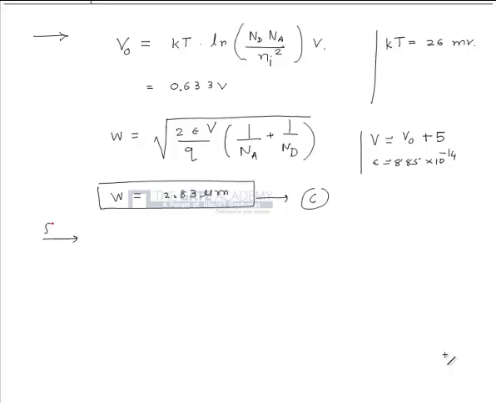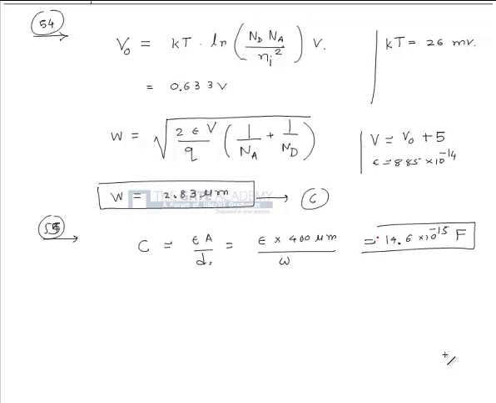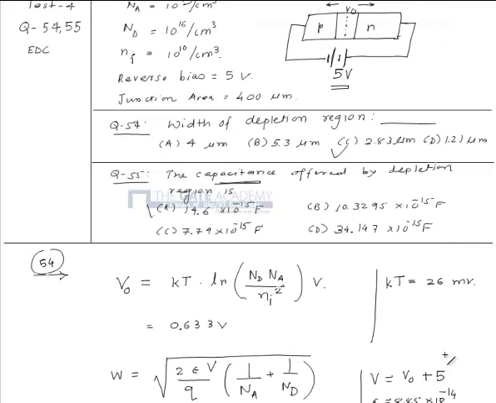Now for question number 55, capacitance. Capacitance is epsilon A by D. Now we have epsilon 8.85, area is given 400 micrometer, and width is the distance. So from this equation we get 14.6 into 10 raised to minus 15 farad. That is answer A. Thank you.